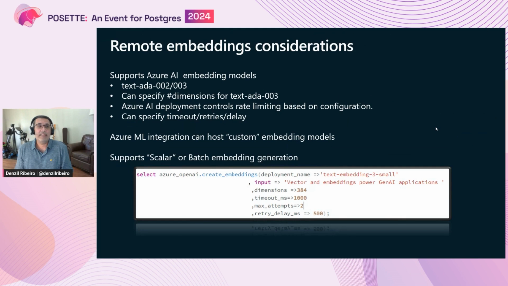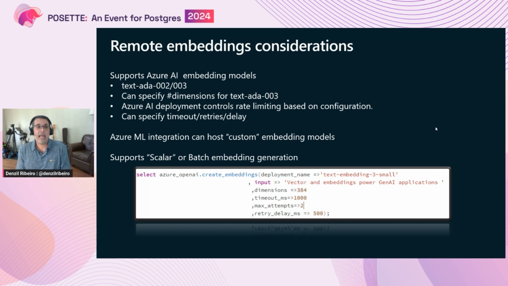Remote embedding considerations. We support all the Azure AI embedding models, the text ADA 002 and 003. In text ADA 003, you have granularity, or you can specify the number of dimensions from 384 till around 3000 dimensions. And dimensions have a play in accuracy and recall.